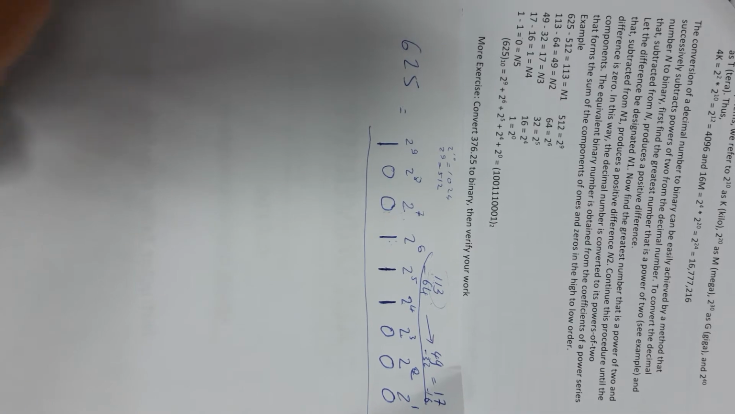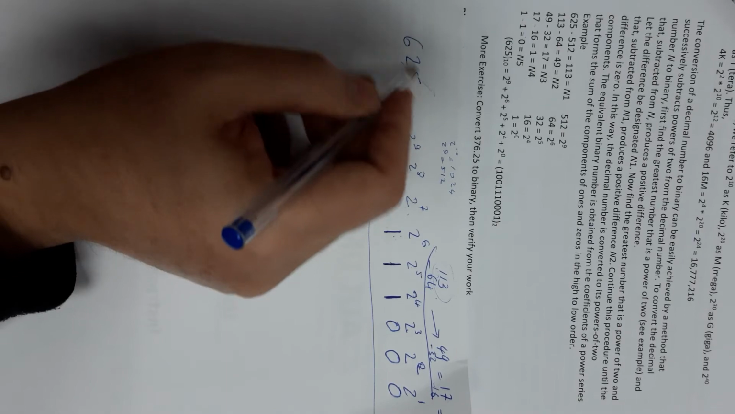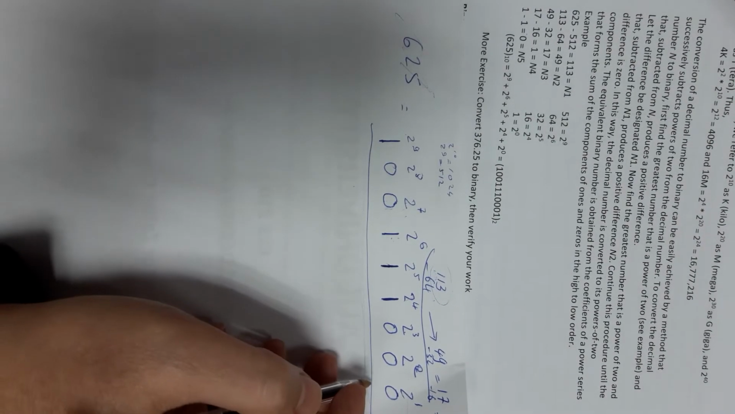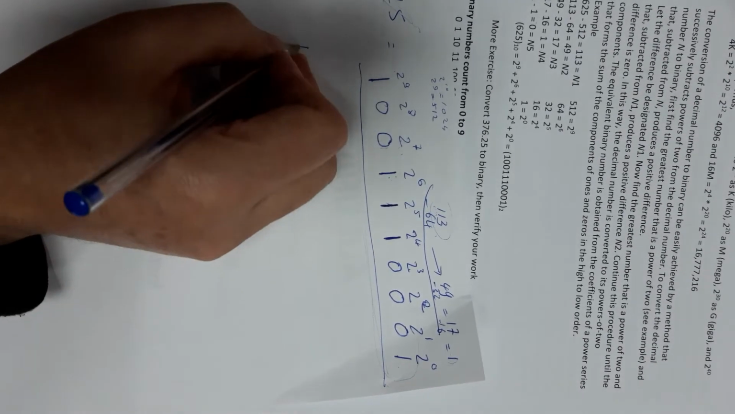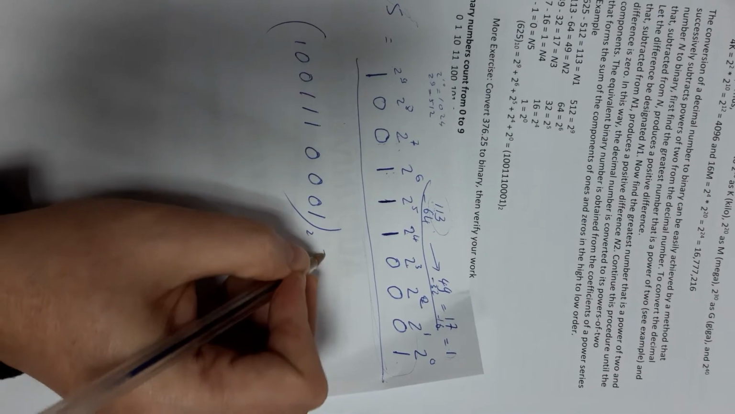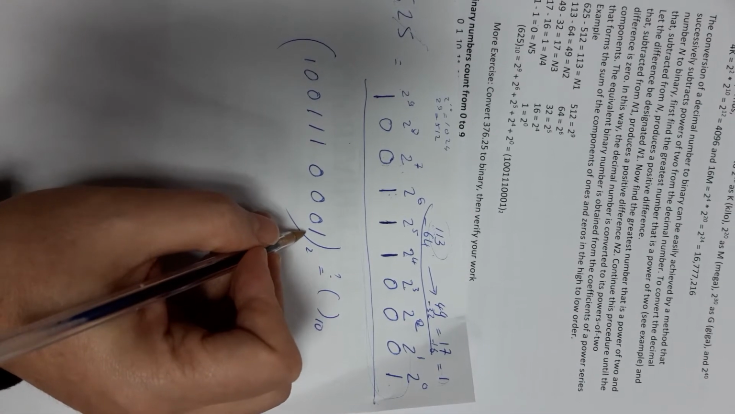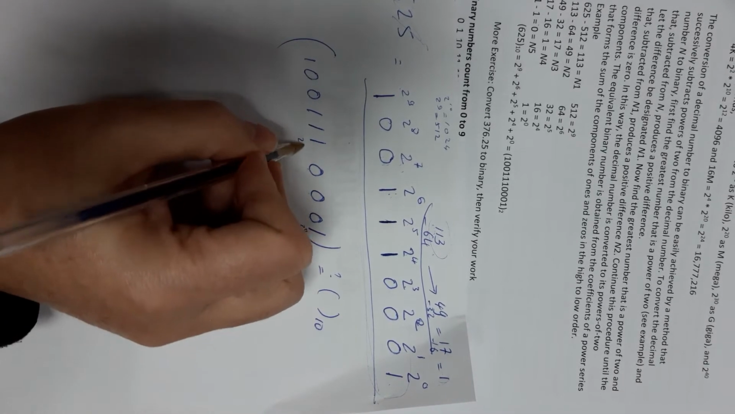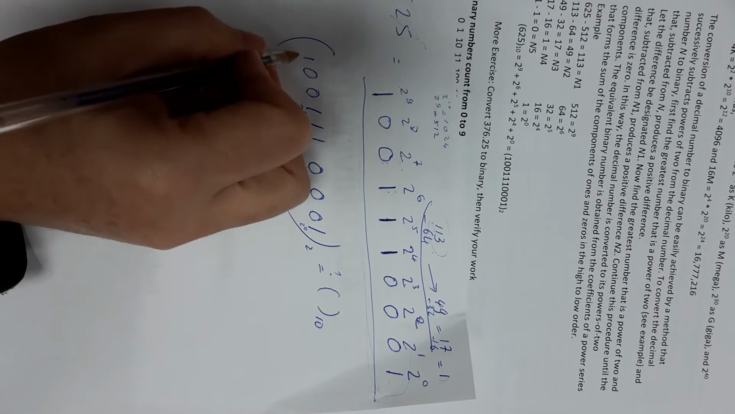Let me do the reverse. I don't have 625. If I have this number, how do I get the decimal, the base 10? It's easier. You put this number, it is in base 2, you want it in base 10. You just put the corresponding power of 2. Here you have 2 power 0. 1 no, 2 no, 3 no, you have 2 power 4. You have 2 power 5. You have 2 power 6. 7 no, 8 no. You have 2 power 9.